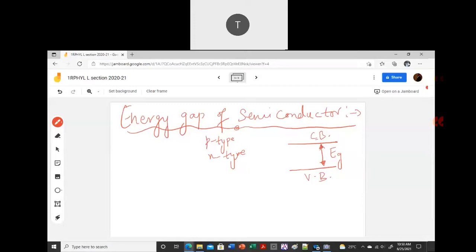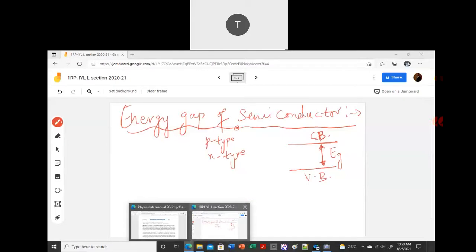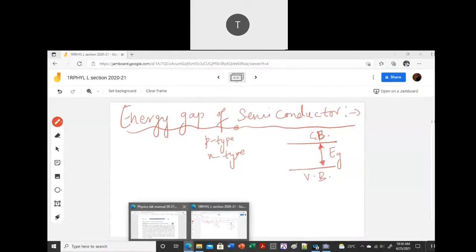So now we will see how to determine the energy gap of a semiconductor. For this, I'll just start the experiment because this is a very simple experiment, and then I will show what you're supposed to take as the reading. I'll come back and explain, because it will take a lot of time.